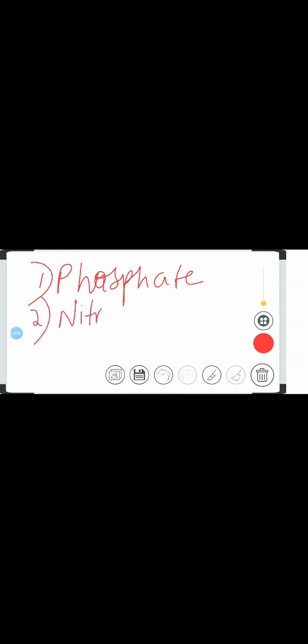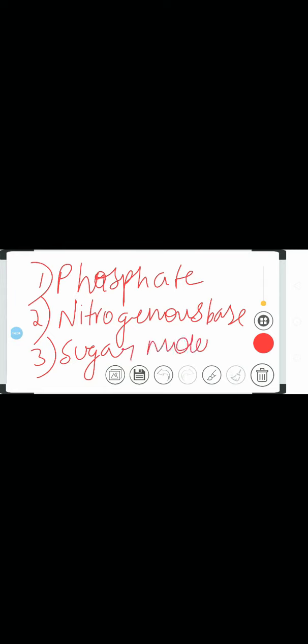Now we will see what this DNA is composed of. This DNA is composed of three things: one is the phosphate group, the other one is the nitrogenous base, and the third one is the sugar molecule. These are the three things.